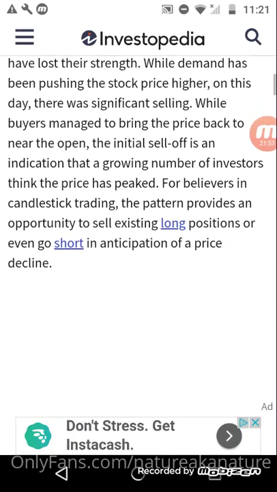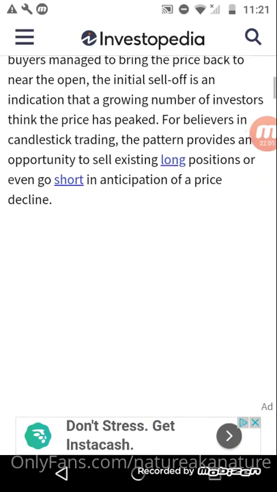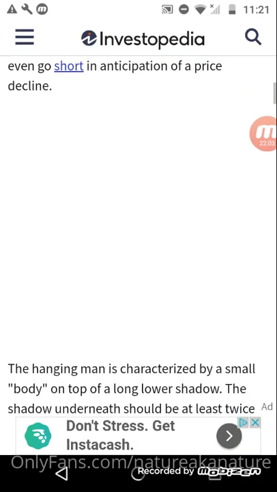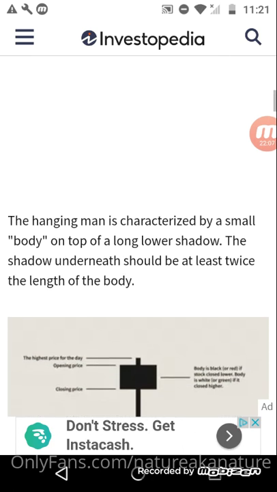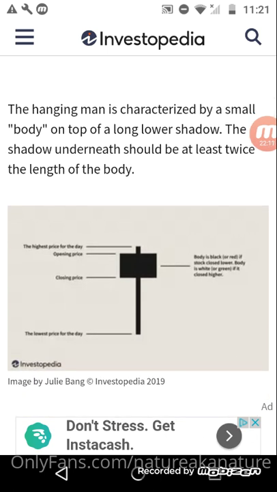The shadow beneath should be at least two times the length of the body. So this is the body, the square is the body, and the long lower shadow should be two times or twice the size of the body, which it is. So that's how you know it's a hanging man pattern forming on the uptrend. These patterns in Facebook stock both led to a short-term move lower in price.